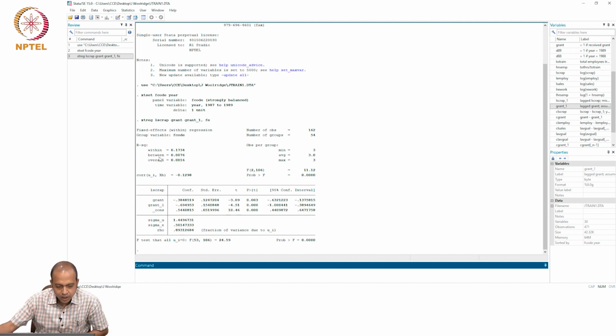Now, there are 2 other R squares, which are between and overall. What is this between R square and what is this overall R square? That we will discuss in our next class. There are several other important features of this fixed effect model we will discuss in our next class. Thank you.